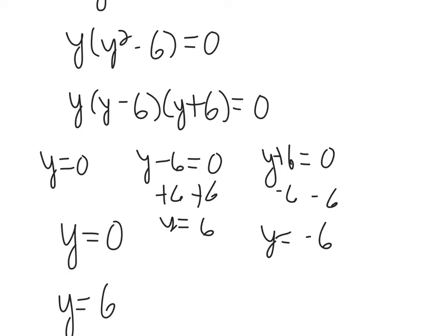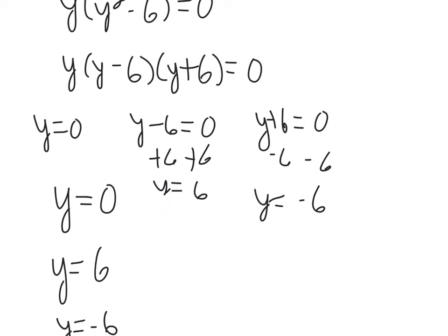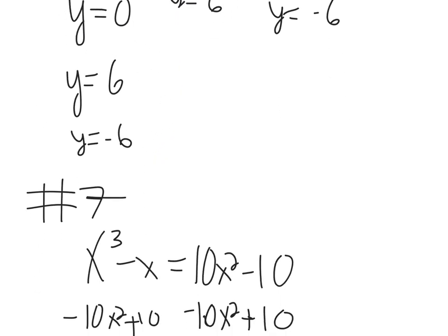So y, you'd set that equal to 0, and that's already your answer for one of them. And then you do y minus 6 equals 0, and then y plus 6 equals 0. So after you solve that, you get y equals 0, y equals 6, and y equals negative 6.